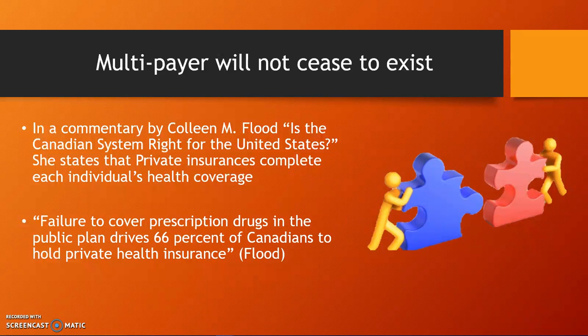In a quote she states, "Failure to cover prescription drugs in the public plan drives 66% of Canadians to hold private health insurance." Because while they have free or single-payer systems set up in Canada to help them with minimalistic free coverage, a lot of them still need some type of private insurance to help them pay for prescription drugs.